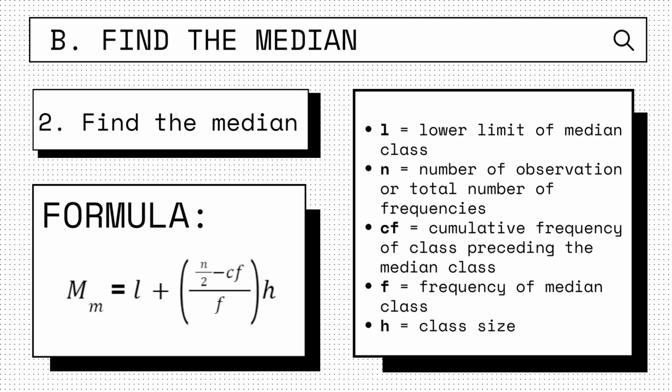Next step, we will find the median. To find the median, we will use the formula median is equal to L plus open parenthesis n over 2 minus CF all over f close parenthesis times h, where L is the lower limit of the median class, and n is the number of observations or total number of frequencies, and CF is the cumulative frequency of the class preceding the median class, and f is the frequency of the median class, and lastly, h is the class size.